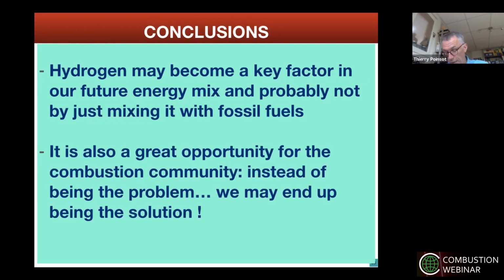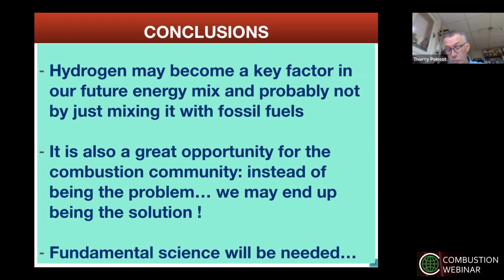You will also have noticed that it's also a great opportunity for the combustion community now, because since this might be a solution to the problem of energy storage, H2 combustion might actually become the solution instead of combustion being the problem, which is what we hear every day these days. And of course, to do all that, there will be a need for a lot of fundamental science. So it's a very nice opportunity for this community to do something which will be combustion, which we know how to do, but something which will also be useful for the community and hopefully for the world.